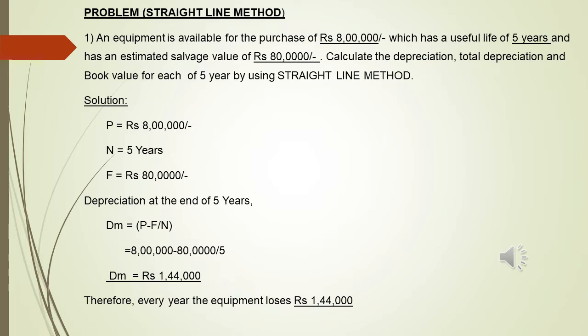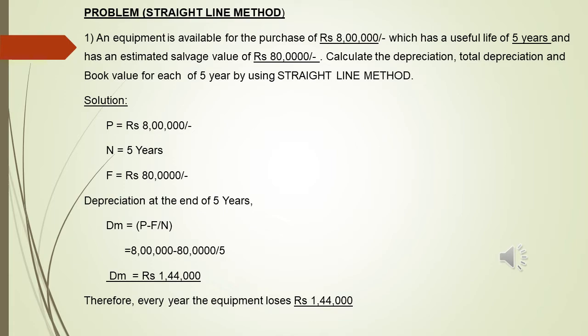Here is the problem for the straight line method. One example problem, let us see. It is given that an equipment is available for purchase at rupees 8 lakh. So there is an equipment, and when it is purchased, it costs 8 lakh.